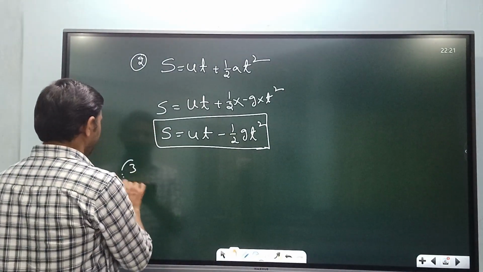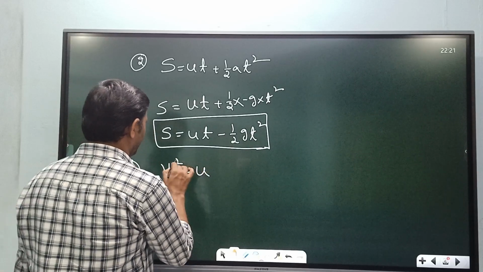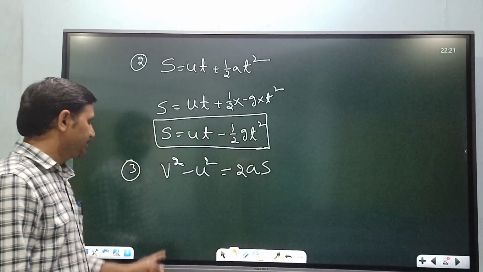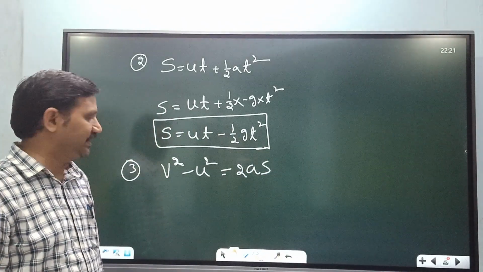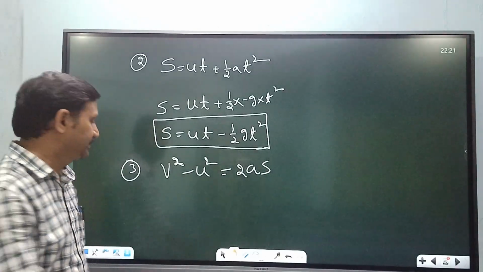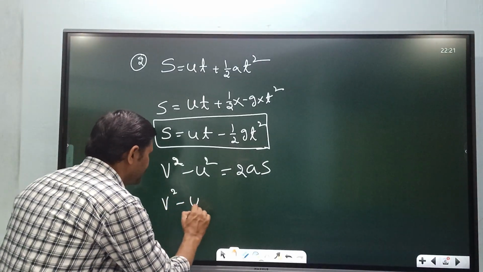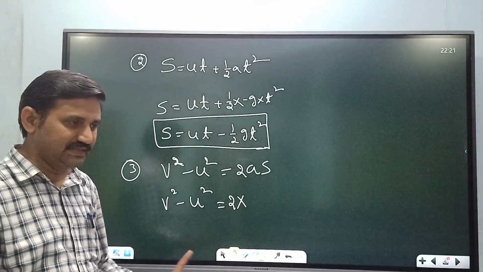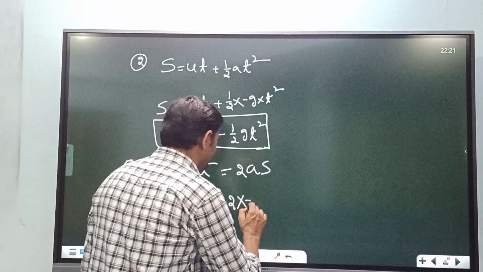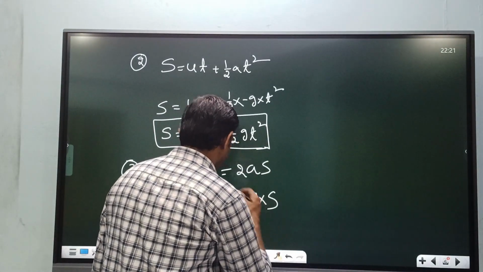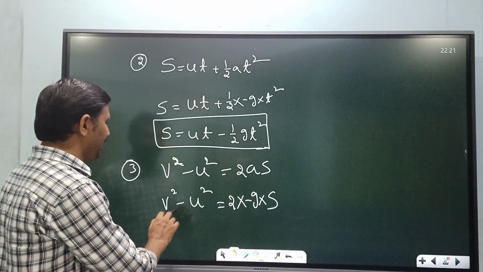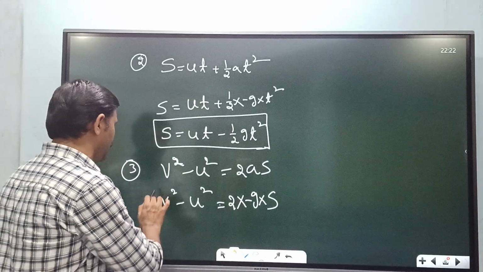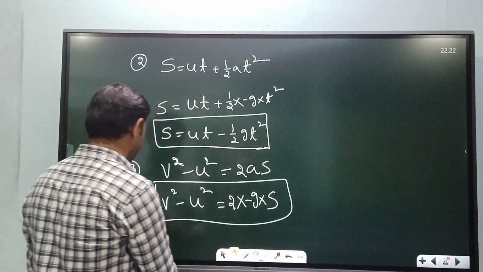Third equation is v square minus u square is equal to 2as. Here v is the final velocity and u is the initial velocity. So v square minus u square is equal to 2 into a, where a is always minus g, into s, the displacement. This is the relation between the initial velocity, final velocity and displacement: v square minus u square is equal to minus 2gs.